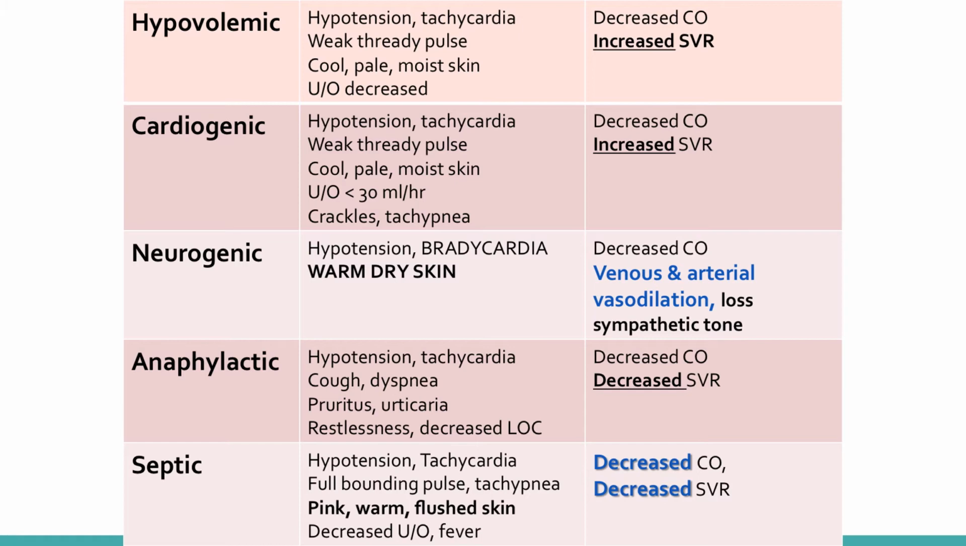Their cardiac output is going to be down, and they're going to have an increased systemic vascular resistance because everything's going to try to constrict to maintain that cardiac output. So cardiogenic, again, hypotension, tachycardia, weak thready pulse, pretty much everything the same.